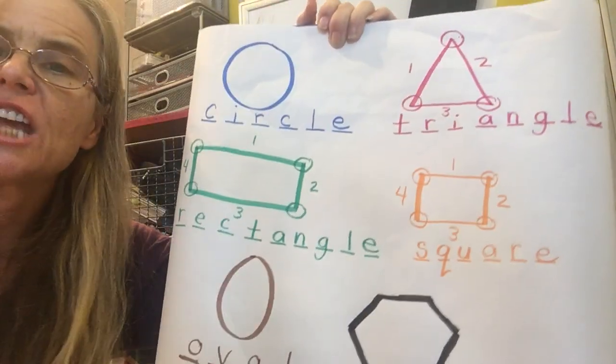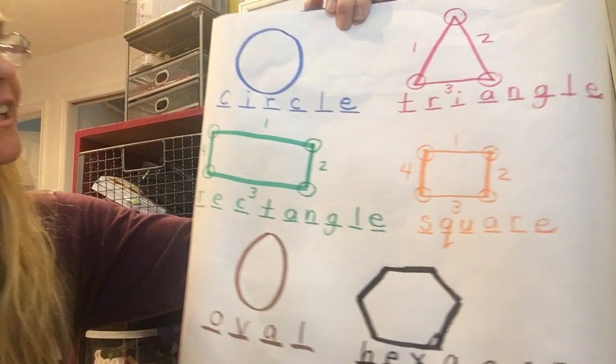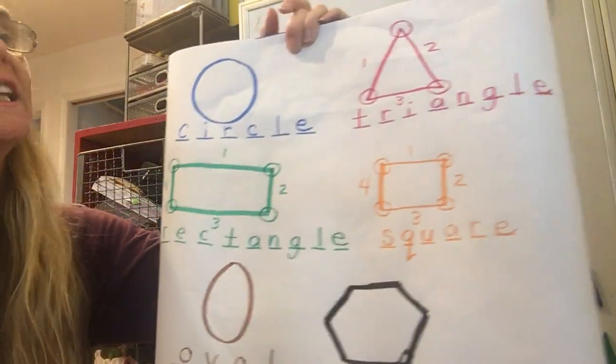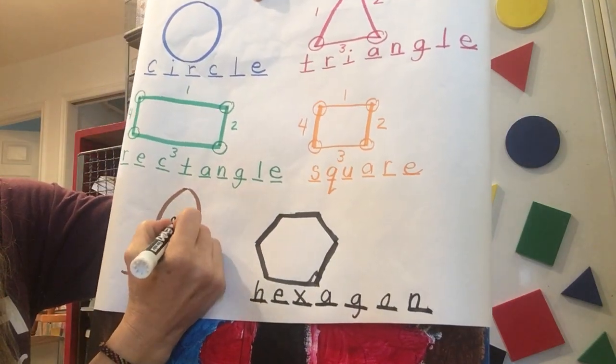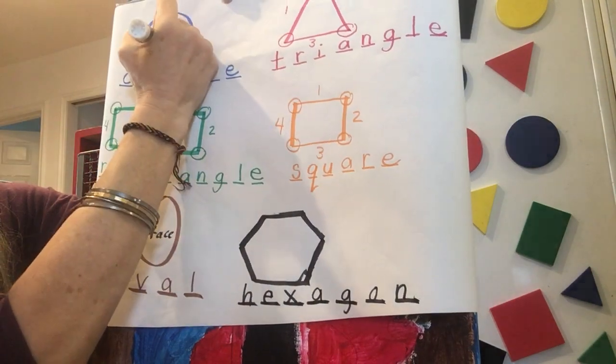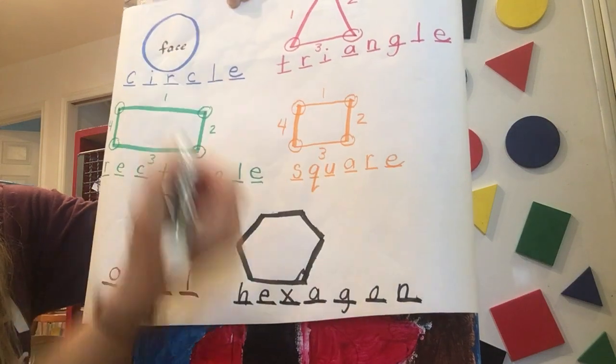Now I have a shape anchor chart. And I'm going to keep that for later when I need it. Let's see how many sides and vertices this one has, because this one only has a face. No sides, no corner, no angle. This one only has a face.